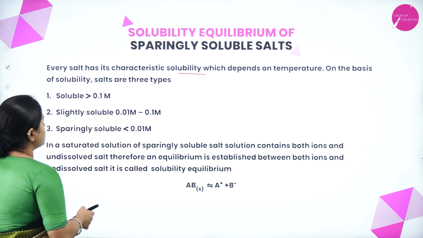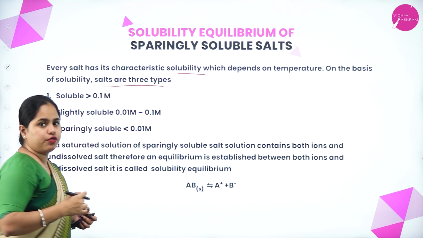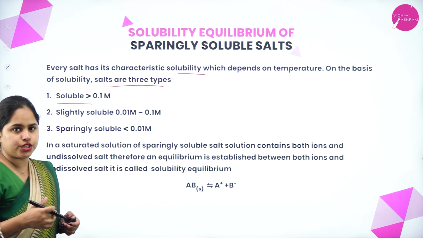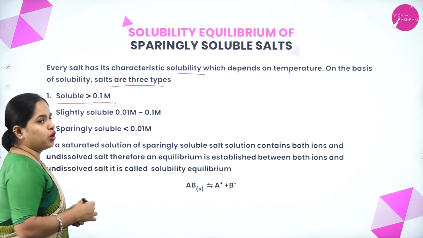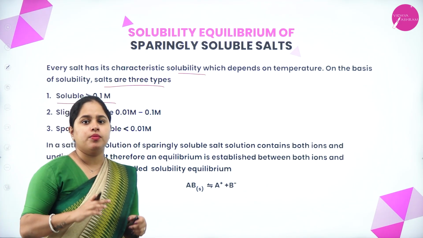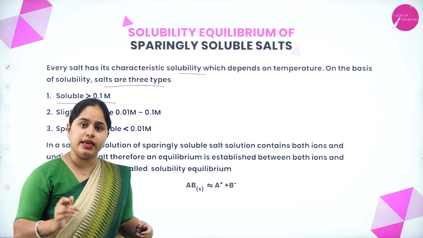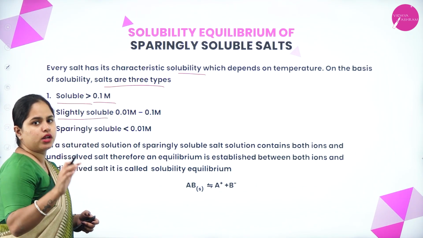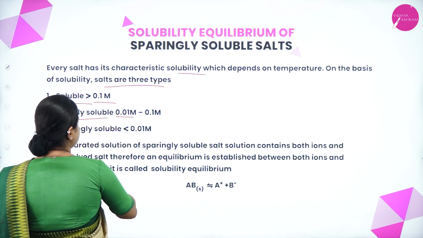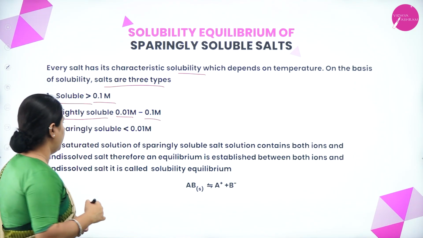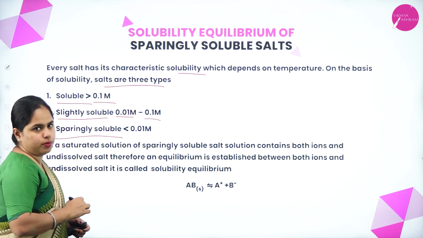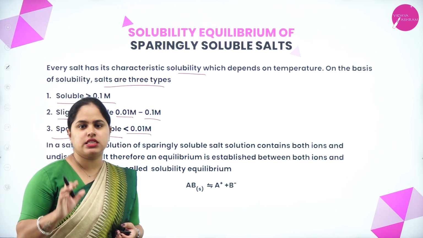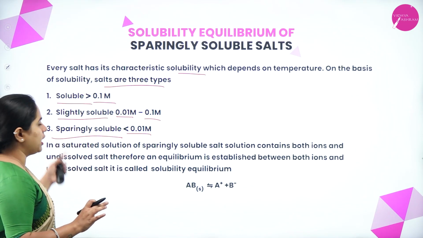On the basis of solubility, salts can be classified into three types. One is soluble, that is if the molar concentration of the salt is greater than 0.1 molar. They will be highly soluble. Next is slightly soluble, their molar concentration must be around 0.01 to 0.1 molar. Next is sparingly soluble, that is less than 0.01 molar. They are very, very less soluble, right? So this is the classification.